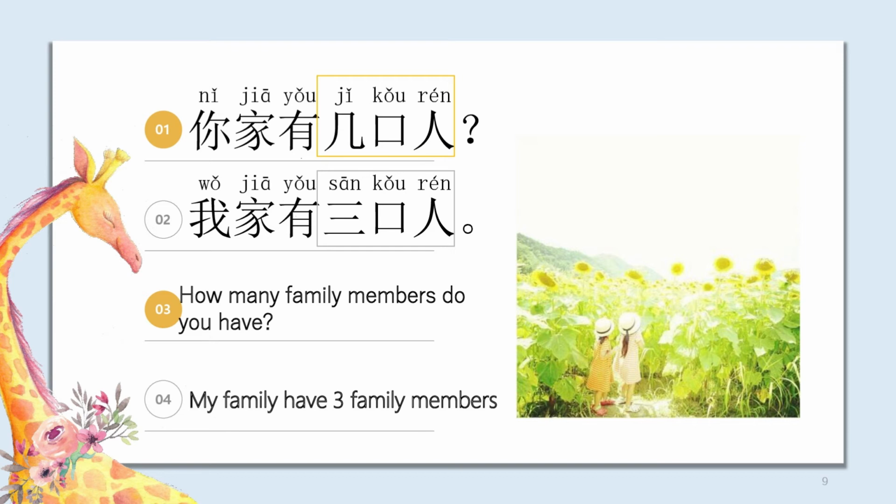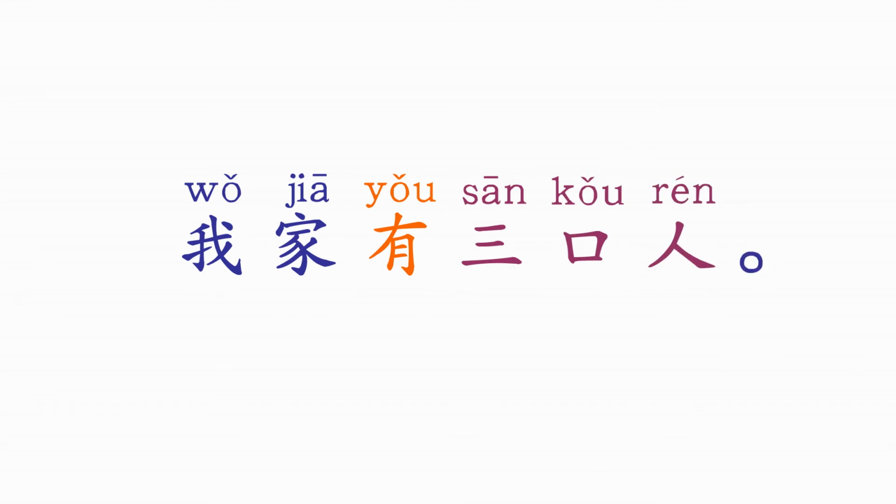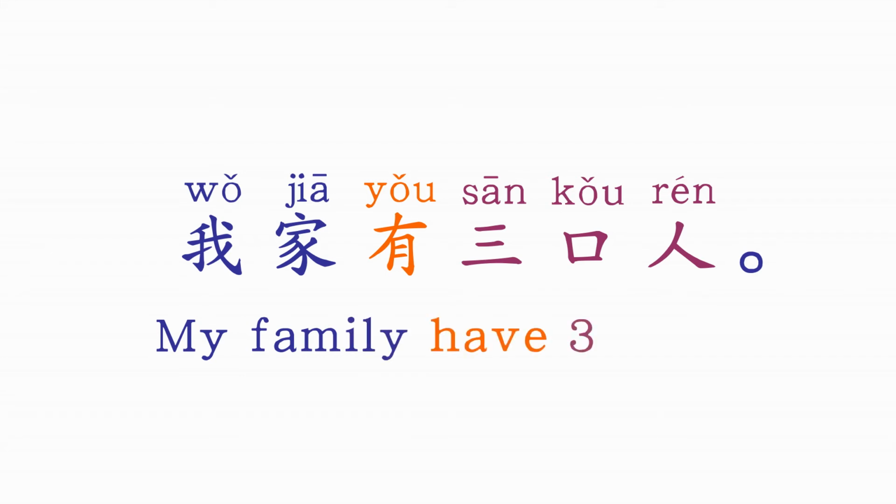So let's see the next one, the answer. Let me read it first. 我家有3口人。我家有3口人。Okay, so 我家有3口人。That means 我家, my home. 有, have. 3, 3. 口, measure word. 人, people. So 我家有3口人。My home has 3 family members.